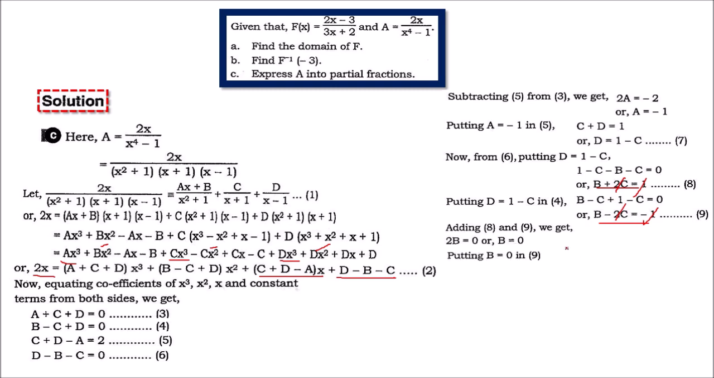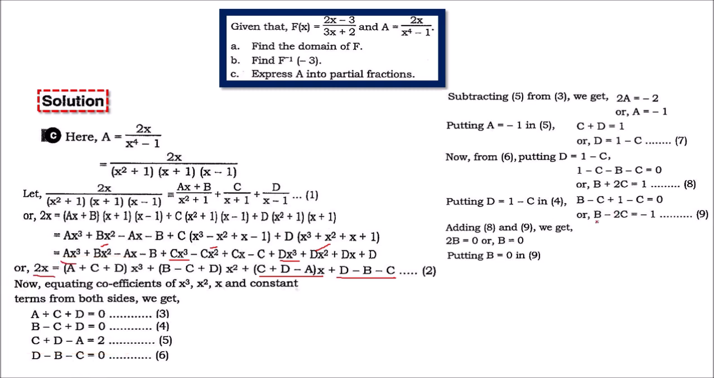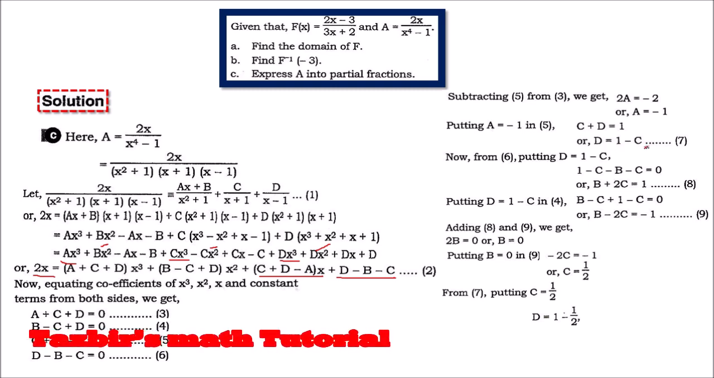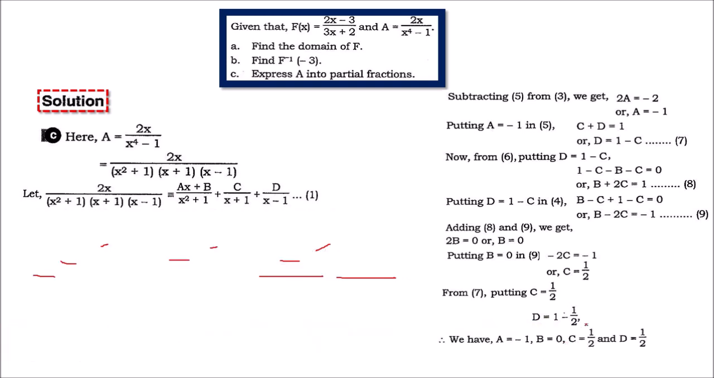And similarly, if I put this value b equal to 0 in equation number 9, you can see here, that is 0 minus 2c equal to minus 1. So it will be c equal to 1 by 2. So if I put this c in equation number 7, 1 minus 1 by 2, so it will remain 1 by 2.